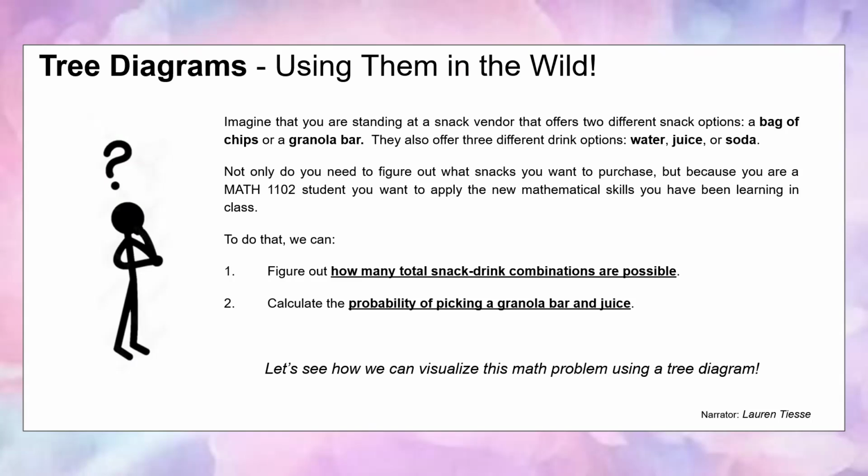For a simple example of this, imagine that you are standing at a snack vendor that offers two different snack options, a bag of chips or a granola bar. They also offer three different drink options: water, juice, or soda. Not only do you need to figure out what snacks you want to purchase, but because you are a Math 1102 student, you want to apply a new mathematical skill that you have been learning in class. To do that, we can 1. Figure out how many total snack and drink combinations are possible, and 2. Calculate the probability of picking a granola bar and a juice.